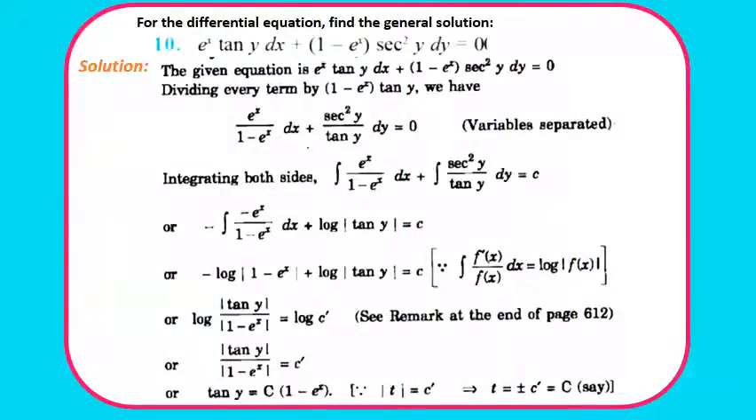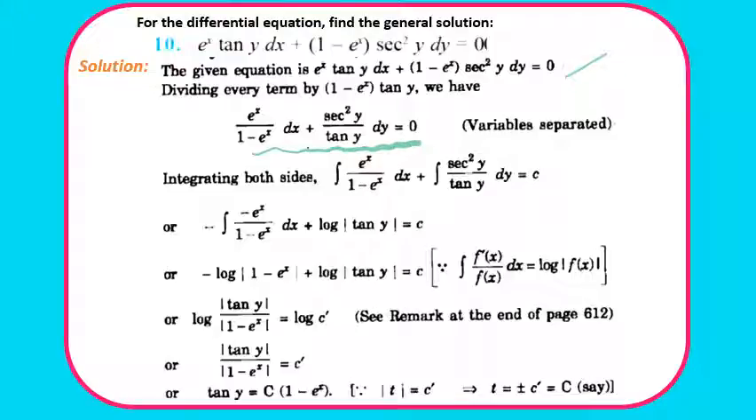Next we have question 10. For the differential equation, find the general solution. And we have e power x tan y dx plus 1 minus e power x sec square y dy equals to 0. Now the given equation is e power x tan y dx plus 1 minus e power x sec square y dy equals to 0. So dividing both sides by 1 minus e power x tan y, we get e power x upon 1 minus e power x dx plus sec square y upon tan y dy equals to 0.